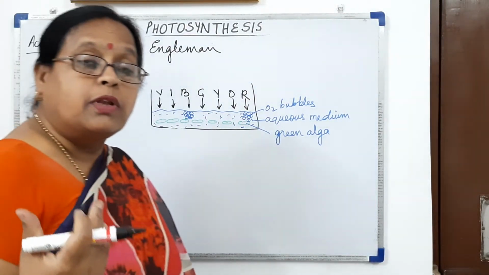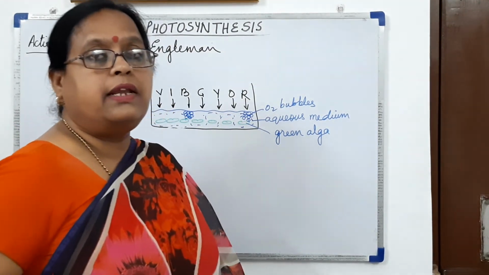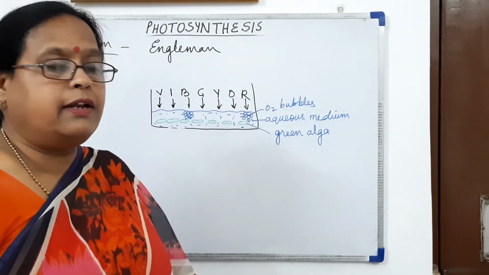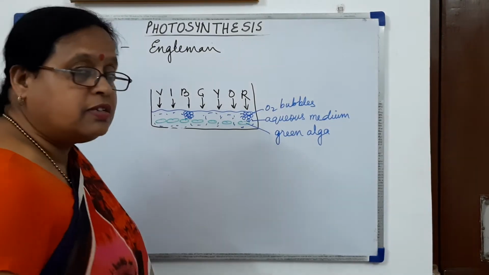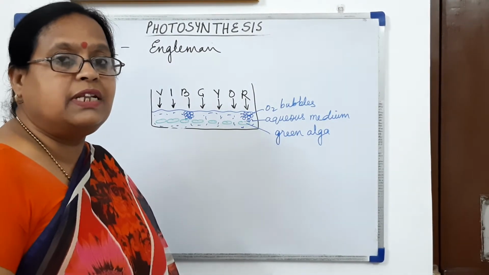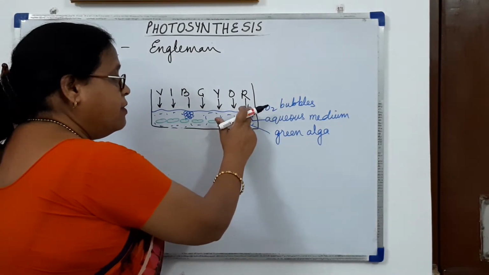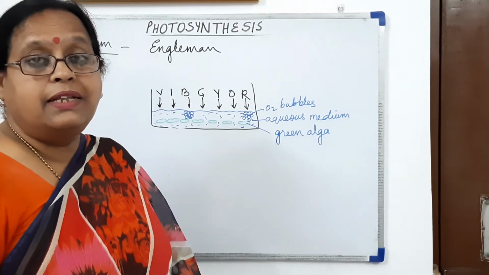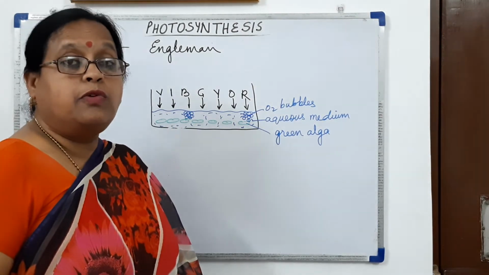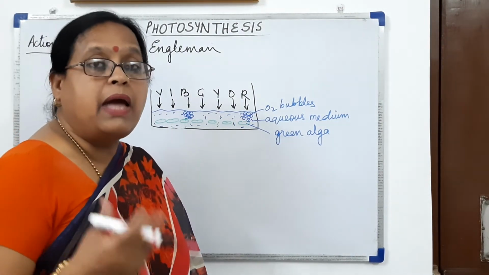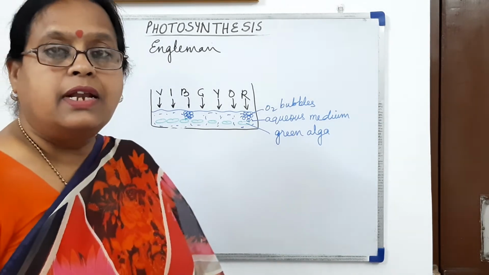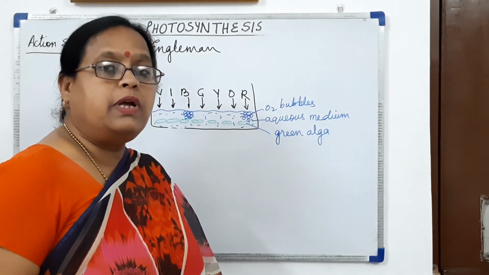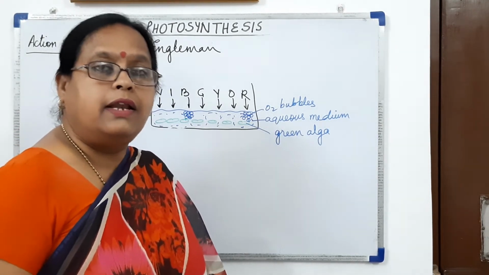But in the region of blue and red light there were more bubbles. So it was considered that due to the maximum photosynthesis taking place in the red and blue quality of light by the green alga, the maximum photosynthesis takes place in the blue and red color light.